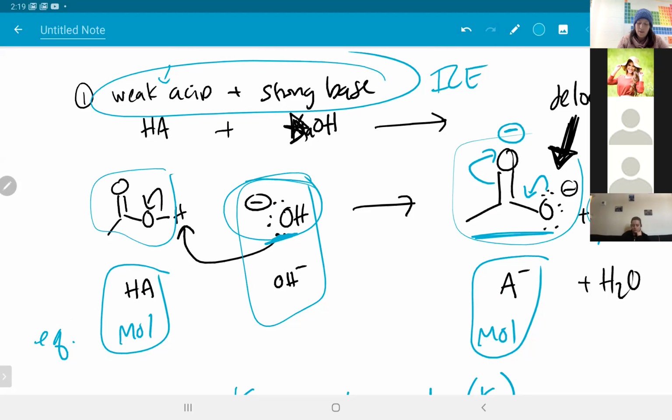And then at equilibrium, all of that OH minus will have reacted. So you will have zero moles of OH minus remaining. So really the only two things you will have at equilibrium are HA and A minus and a whole bunch of water. But like I said, it's bulk solution, so you just ignore it.